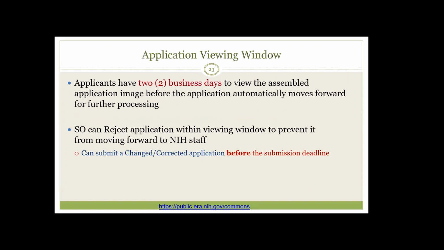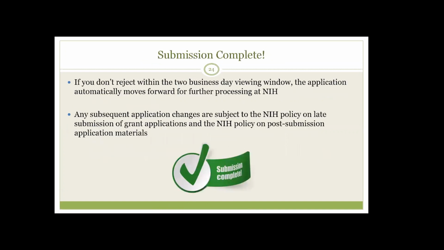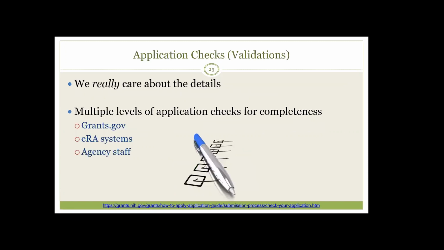So again, you have a 2-day window, 2 business days, to view the application before it automatically moves forward in the process. During this window, if you find something that looks wrong and you want to put in a changed/corrected application, the signing official can go into Commons and reject the application, which will allow you to then go ahead and put in a changed/corrected application. If you don't reject it, it's going to move forward in the review process. Any subsequent application changes done after the 2-day window are subject to NIH's late policy.